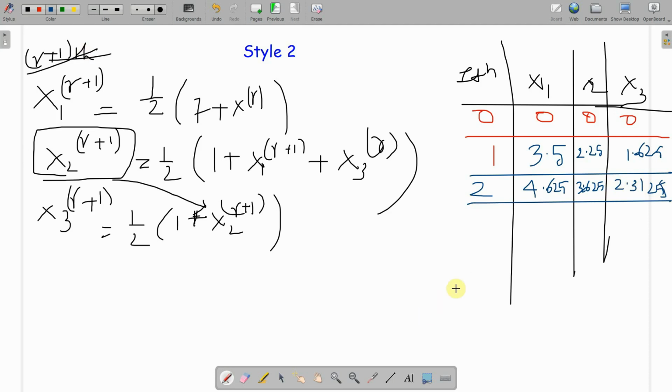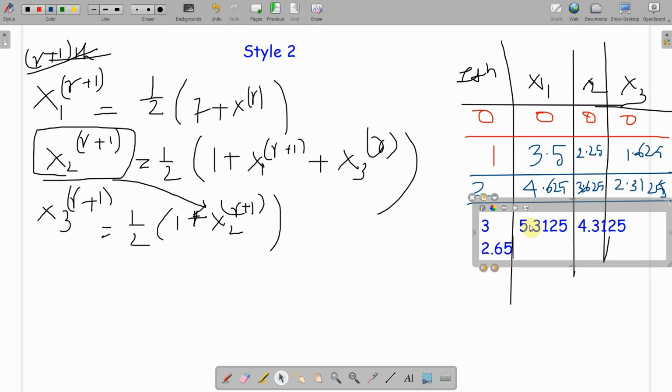Okay, now for the third iteration, what is the value of x1? It's coming around 5.3125. What is the value of x2? It's coming around 4.3125. What is the value of x3? It's coming around 2.65625.